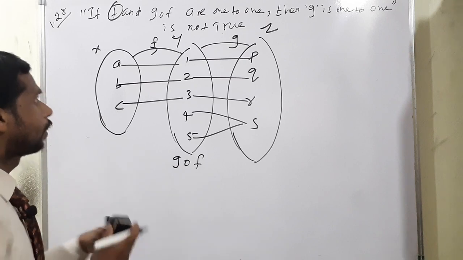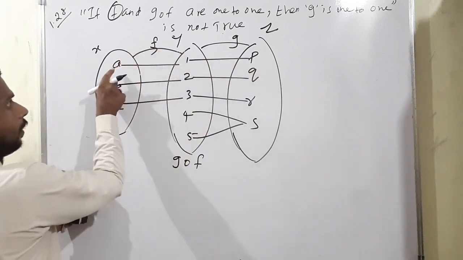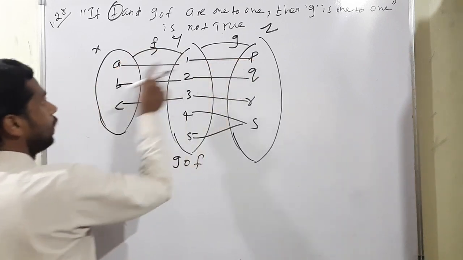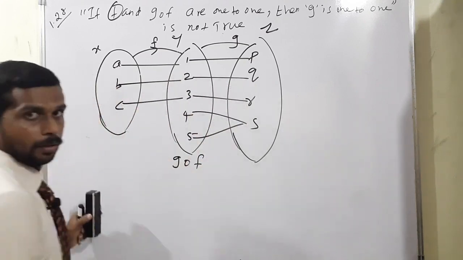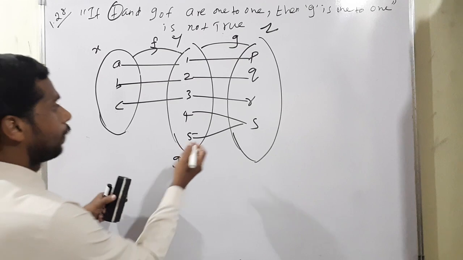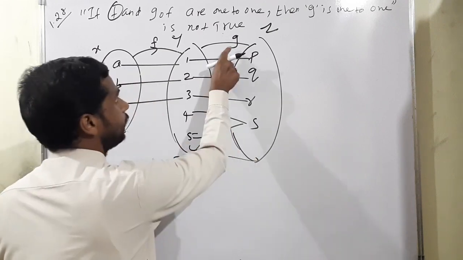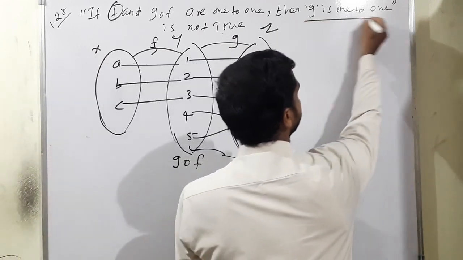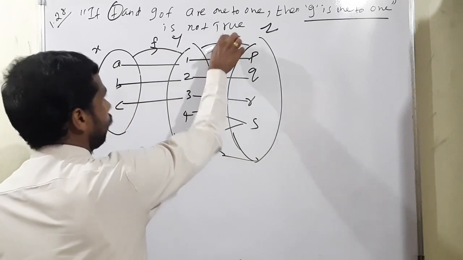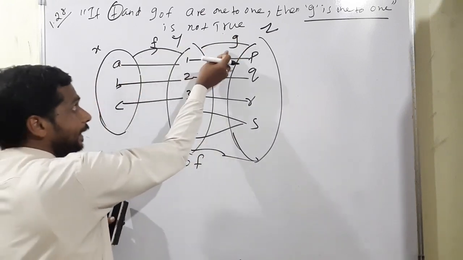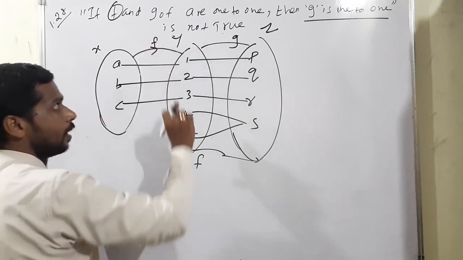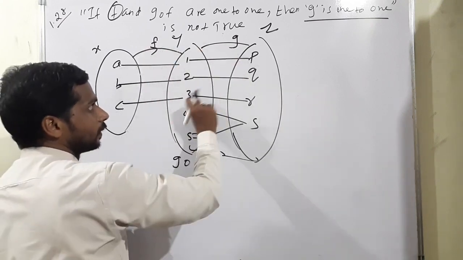At the same time, comparing g∘f, listen: A maps to P, B maps to Q, C maps to R. But when you compare these two functions, only g, that's why given g is 1 to 1 is not true. So when you prove f is also 1 to 1, g∘f is also 1 to 1, means only the g function is not 1 to 1.